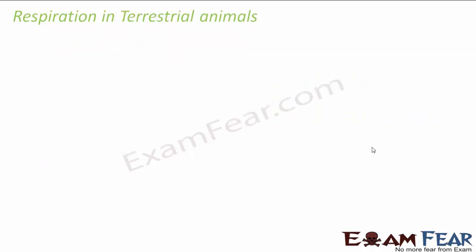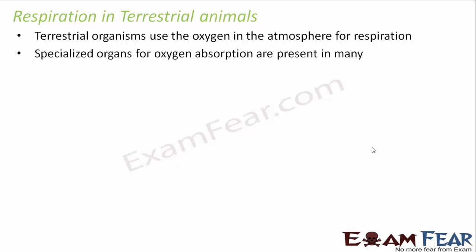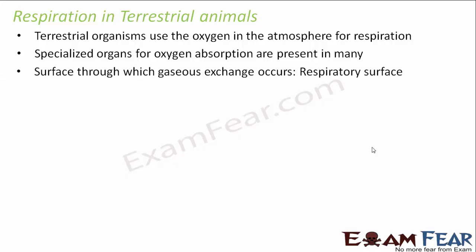Let us now look at the respiration in terrestrial animals. Terrestrial animals use the oxygen in the atmosphere for respiration. Specialized organs for oxygen absorption are present in many. For example, in human beings we have lungs. Similarly, some different organisms have different types of body structures and they have got specialized organs for oxygen absorption.